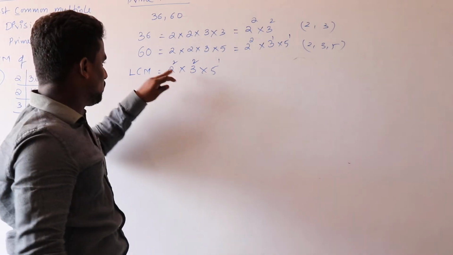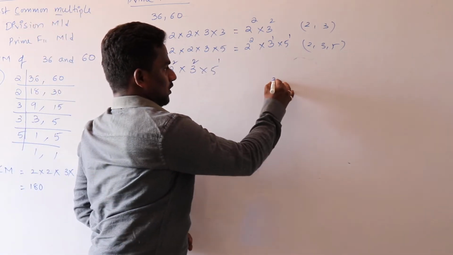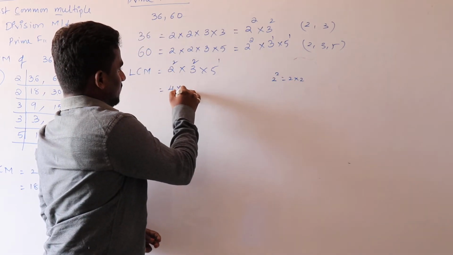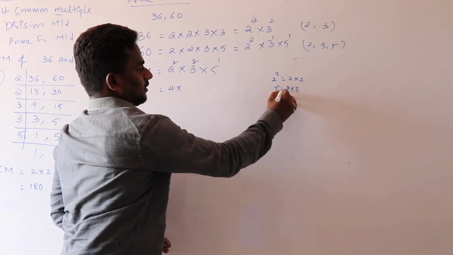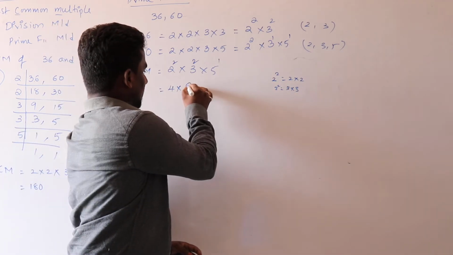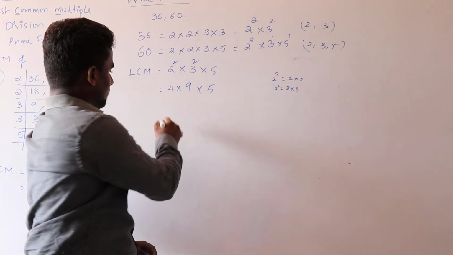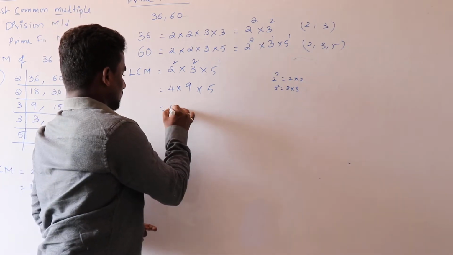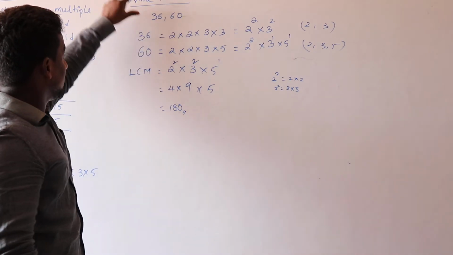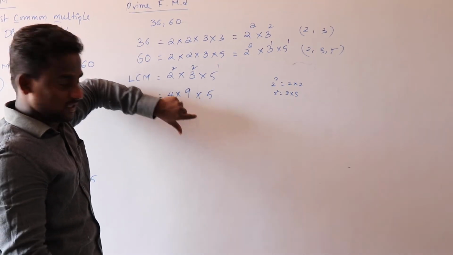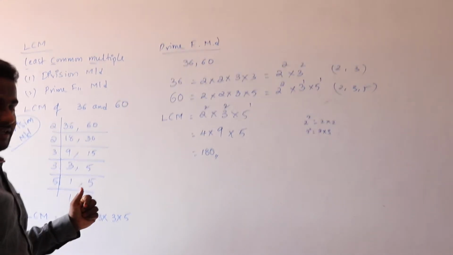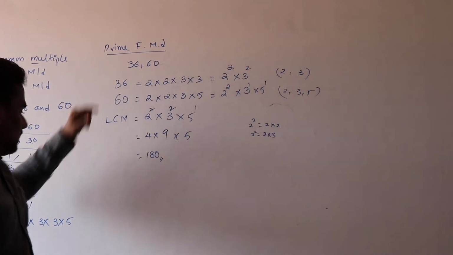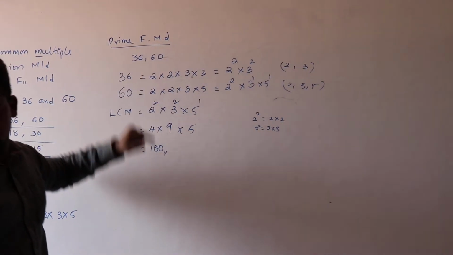Now I have to multiply. 2 square means 2 into 2, which is 4. 3 square is 3 into 3, which is 9. 5 power 1 is 5, no multiplication. 4 nines are 36, 36 fives are 180. So the answer is 180. In prime factorization the LCM is 180, and in the division method also we get 180. So these are the two methods to get the LCM of any numbers, either the division method or the prime factorization method.